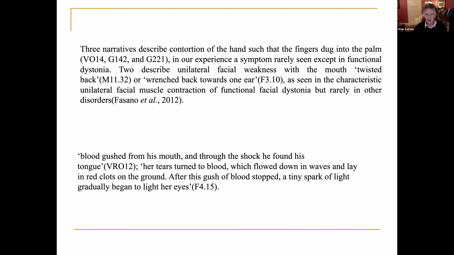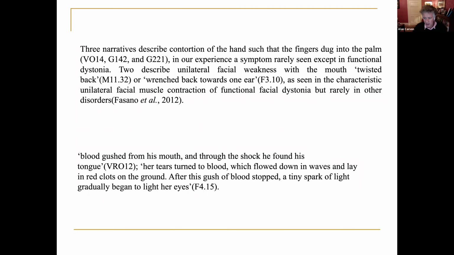For instance, 3 narratives describe a contortion of the hand, such that the fingers dig into the palm. And that's really a very unusual symptom in anything other than a fixed dystonia, which is a functional problem. You tend not to get it in any other form of neurological disease. And it's not an obvious one to choose for falsification, I would suggest. So we did wonder if this was genuinely getting towards functional disorders.